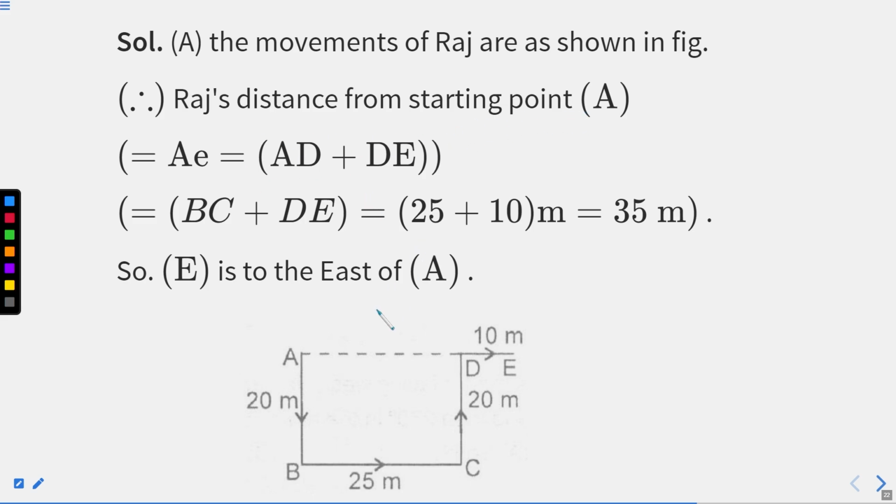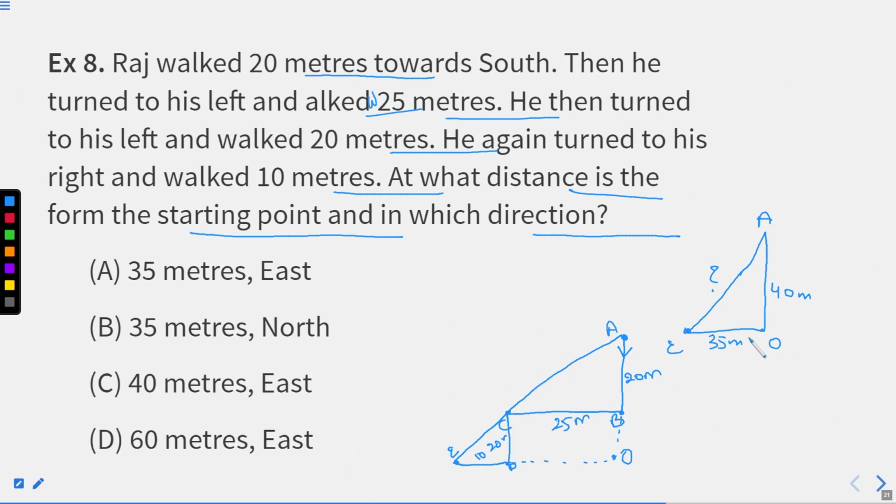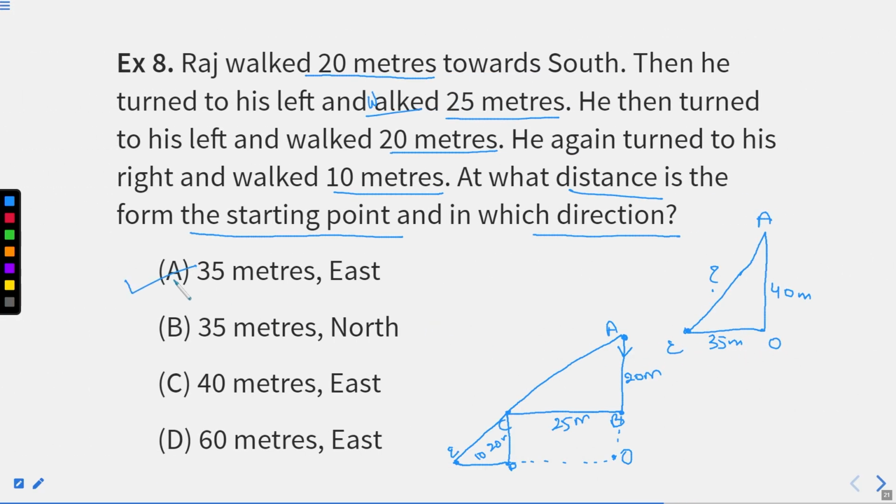So we can see that initially he moved from point A to point B 20 meters, from point B to C 25 meters. You can see that distance. From point C to D 20 meters, D to E 10 meters, and he is initially at this point. So the total distance that he has to cover, that is 25 plus 10, comes out to be 35 meters, and he is facing towards east right now, right? So you can see the question, 35 meters towards east, right?